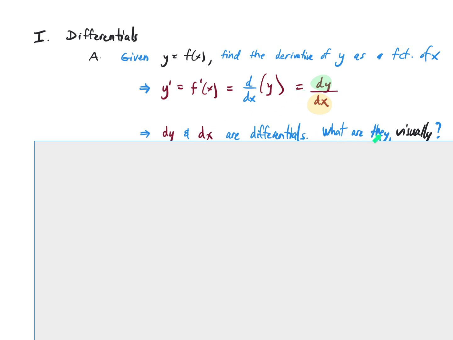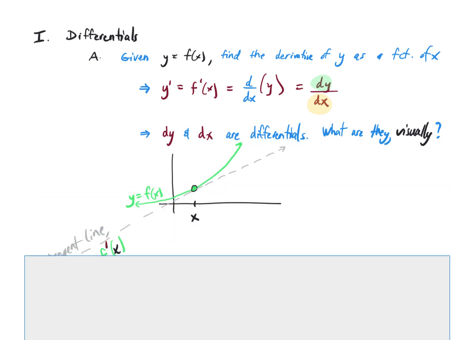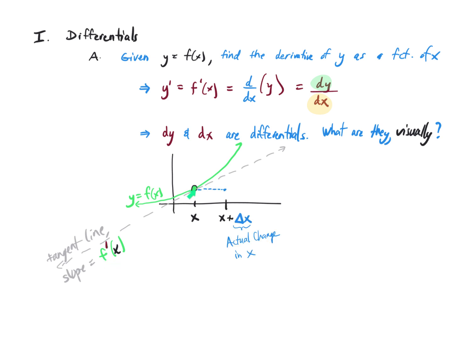So what are differentials? Let's take a look at what they are visually. Consider some graph of y equals f of x. Consider a tangent line at some point x. We know that the tangent line has a slope that is the instantaneous slope of our green function, which we could denote f prime at x. If we move delta x to the right, then this value will be x plus delta x, and that stands for the actual change in the x value.